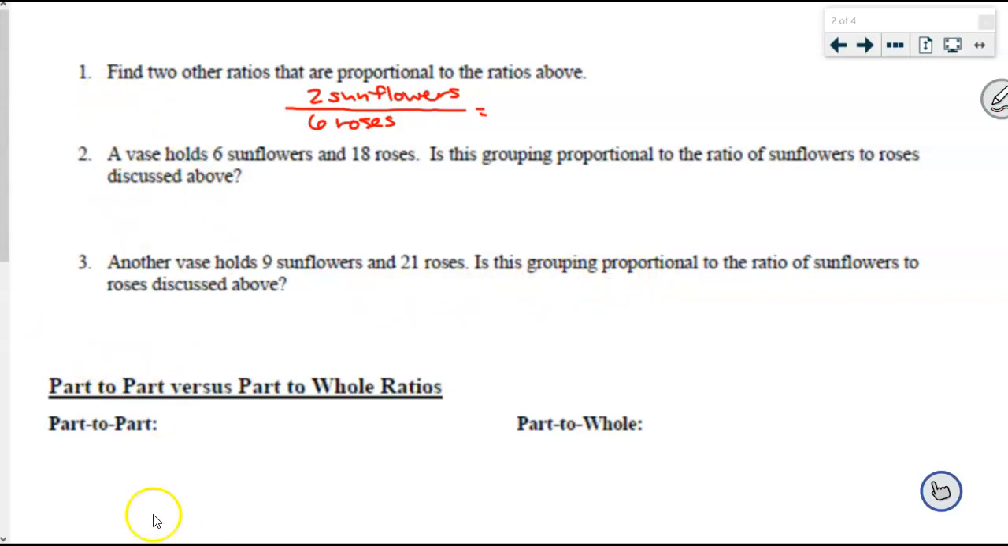Ready, set, go. Okay, coming back together. I'm going to just call on 2 different groups. Each group is going to give me 1 equivalent ratio. So 2 sunflowers to 6 roses. Nisi, tell me what you wrote down.